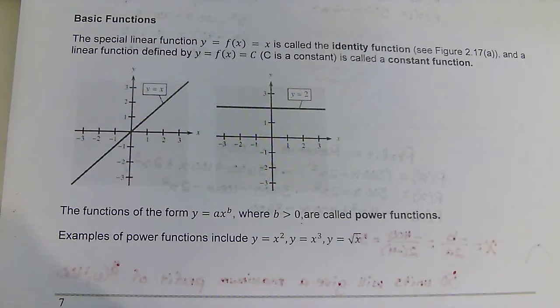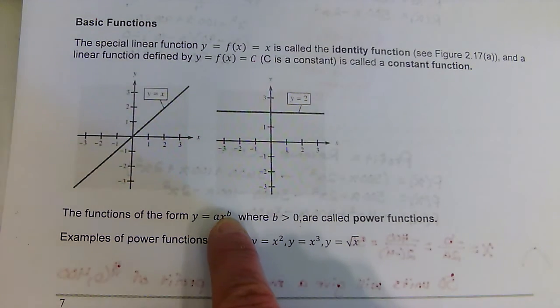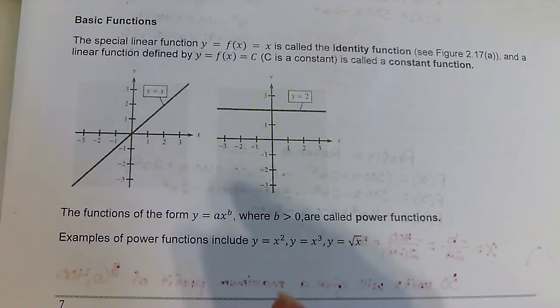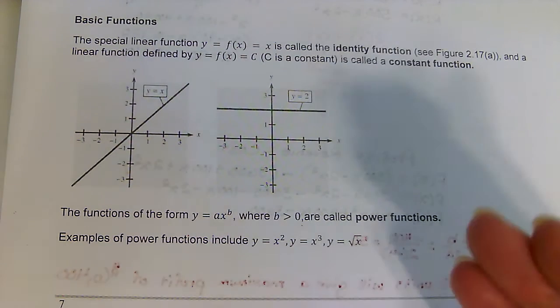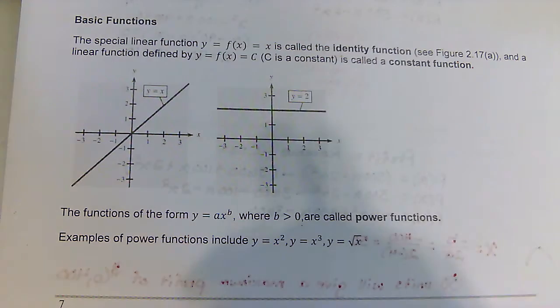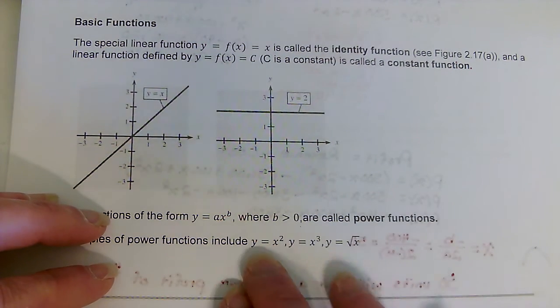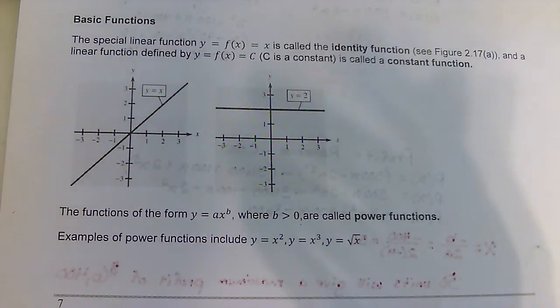We also have what are called power functions. And that's when you have x to some power, like x squared, x cubed. Even a square root could be a power function because that's technically x to the 1/2. Some of these are also polynomials. X squared, x cubed, x to the 4th are considered polynomials.